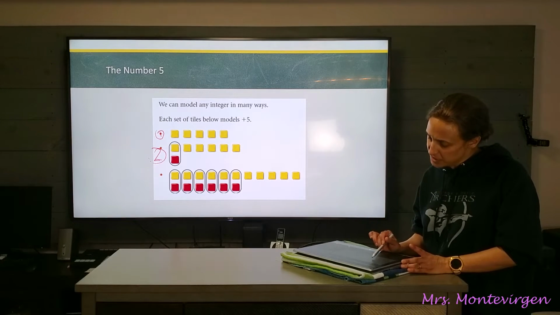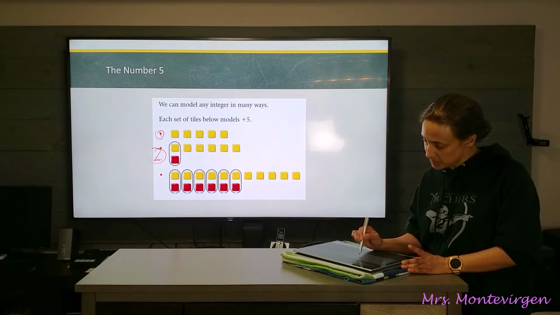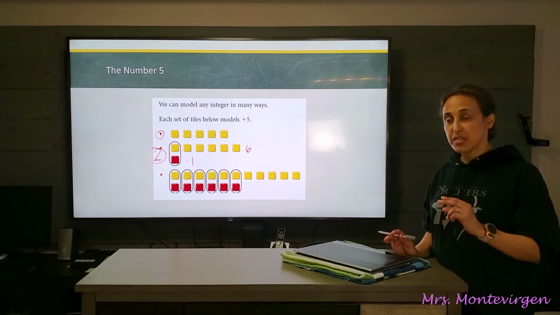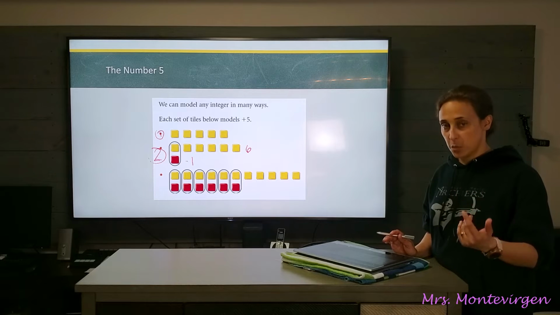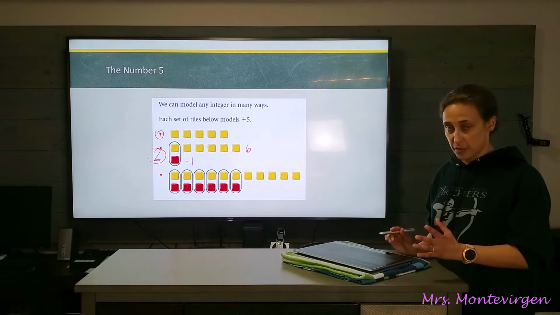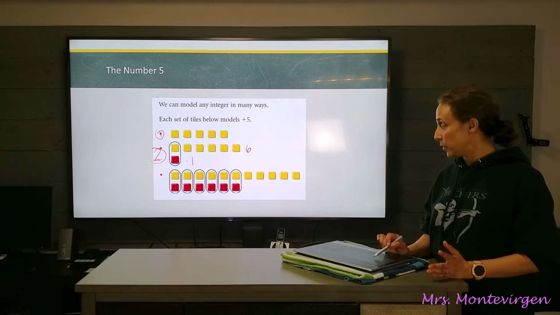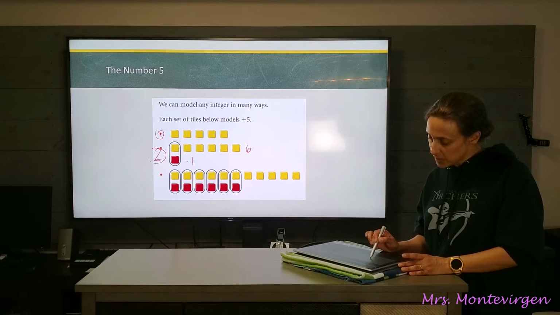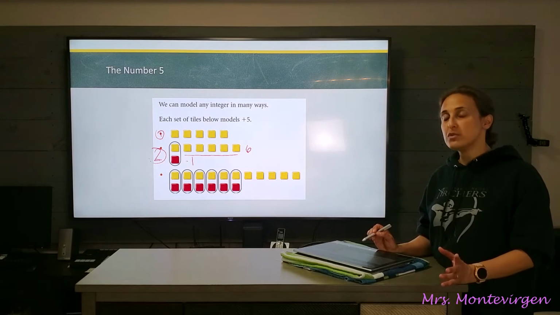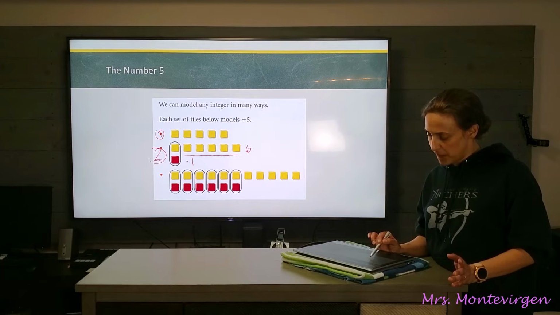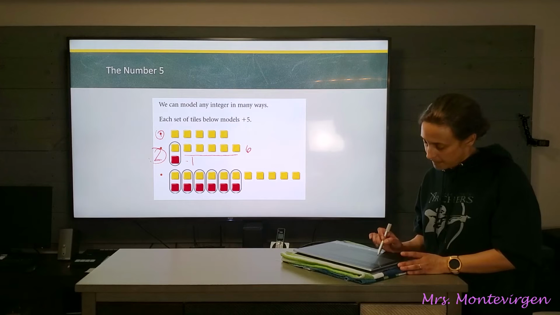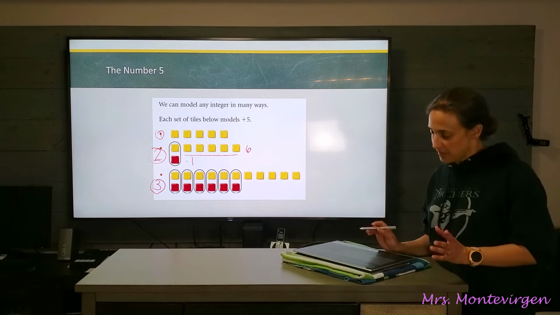So in this case, what I'm going to do is I have here 6 yellow tiles, and I have 1 negative tile. Now, when I make zero pair, think of what I just told you on that previous slide. If you have 1 positive and 1 negative, they kind of cancel each other out, and they're called the zero pair. And right here, we've circled one of our zero pairs. So if you circle the zero pair, you take a look and see what tiles are left. What tiles were you not able to make zero pair with? In this case, we have 5 yellow tiles, and that's exactly the number that I'm after, and this is another way of modeling 5.